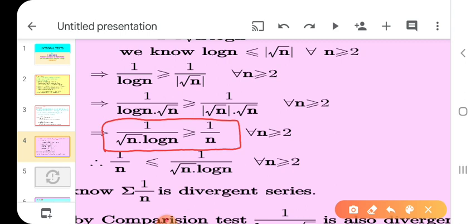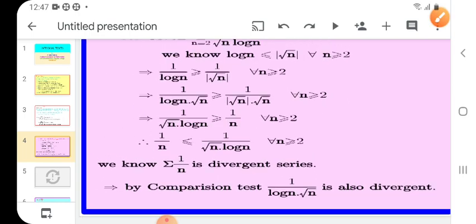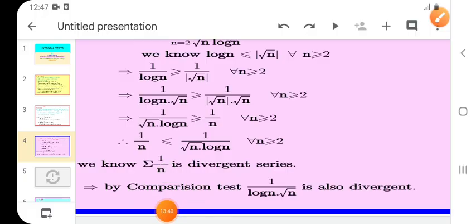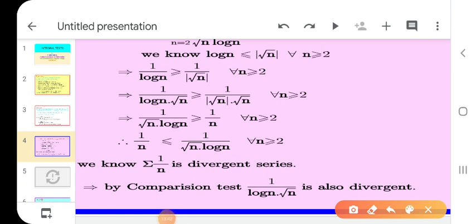Here we have two series. First one is our given series. Second one is another series. What is the other series here? 1 by n. Now I find whether the series 1 by n is convergent or divergent.